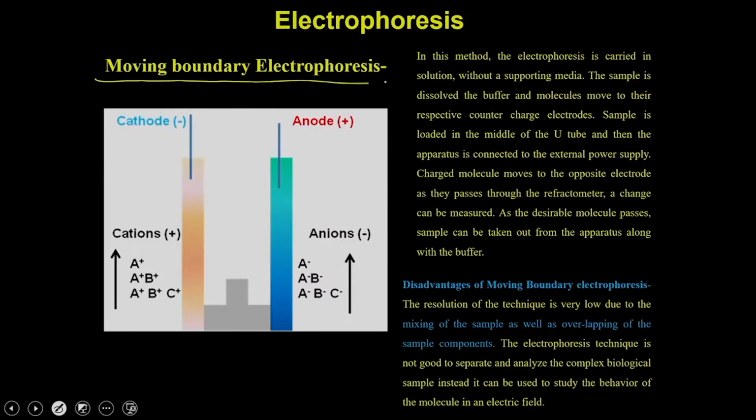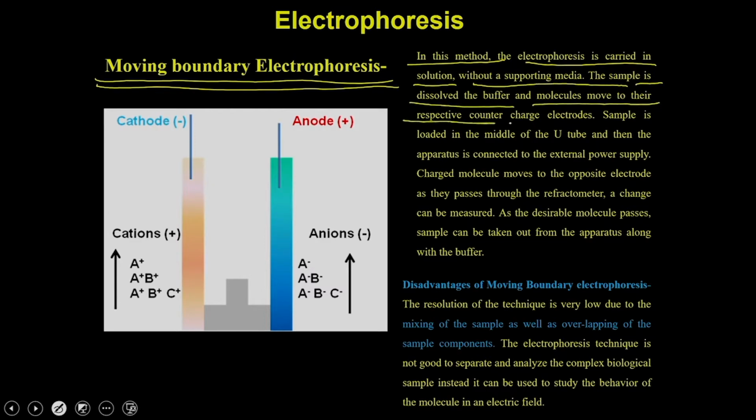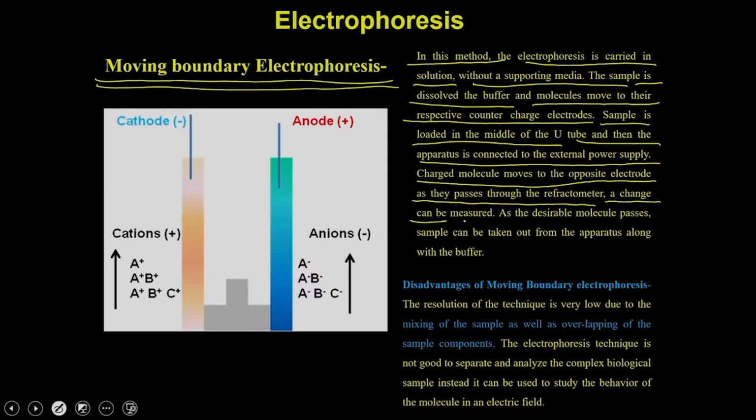So, the first apparatus people designed is called moving boundary electrophoresis. In this method, the electrophoresis is carried out in solution without a supporting media. The sample is dissolved in buffer and the molecules move to their respective counter-charged electrodes. The sample is loaded in the middle of the U tube and then the apparatus is connected to the external power supply. The charged molecules move to the opposite electrode. As they pass through the refractometer, a change can be measured. As the desirable molecule passes, the sample can be taken out of the apparatus along with the buffer.